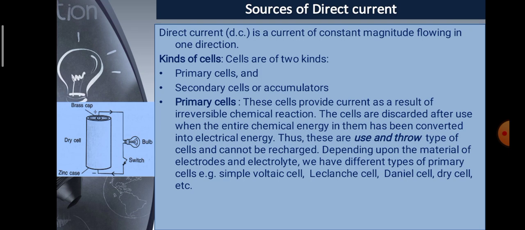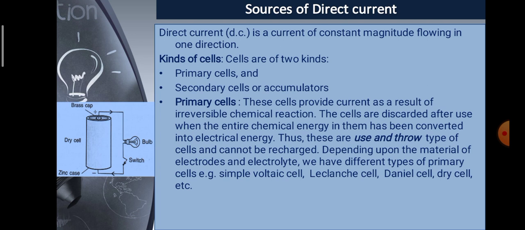Direct current, known as DC, is a current of constant magnitude flowing in one direction. Kinds of cell. Cells are of two kinds, primary cells and secondary cells or accumulators. Primary cells: these cells provide current as a result of irreversible chemical reaction. The cells are discarded after use when the entire chemical energy in them has been converted into electrical energy.